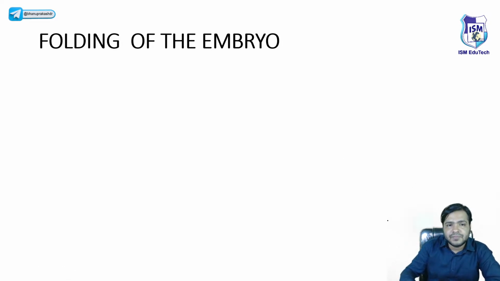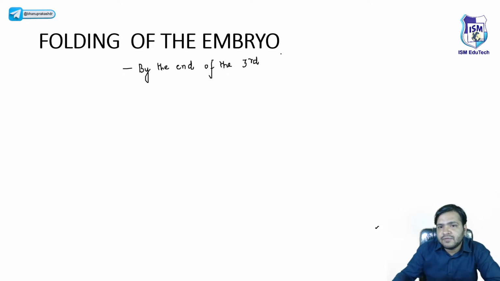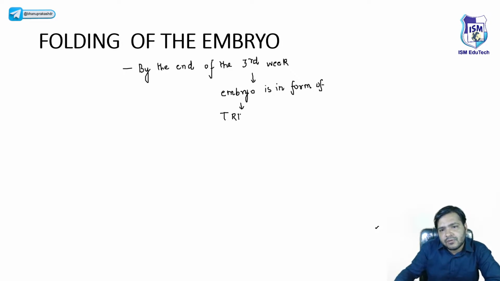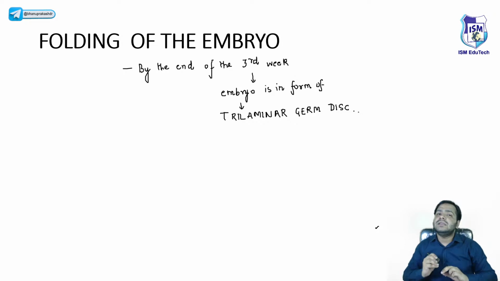You already know, guys, that by the end of the third week, the embryo is in the form of a trilaminar germ disc. When I say trilaminar, you already know that it is composed of all three layers: the definitive ectoderm, the definitive endoderm, and the definitive mesoderm.